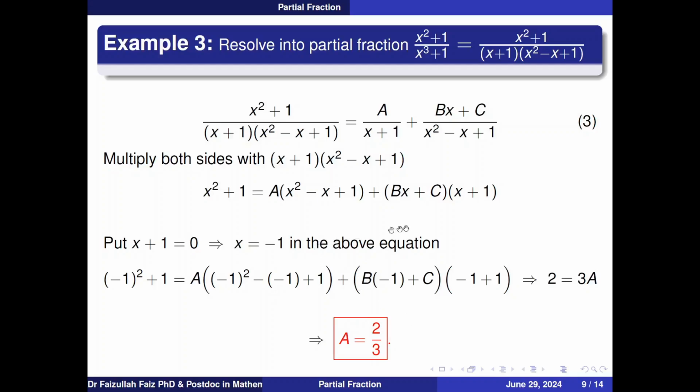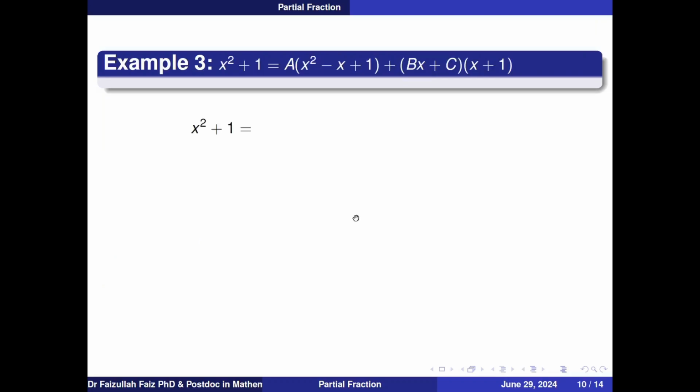Now we don't see any other linear factor, so we use this procedure to obtain the values of b and c. So we shall compare the coefficients on both sides. For that purpose, we multiply a with x square, then with minus x, then with plus 1. Similarly, we multiply bx with x, then bx with 1, then we multiply c with x and c with 1.